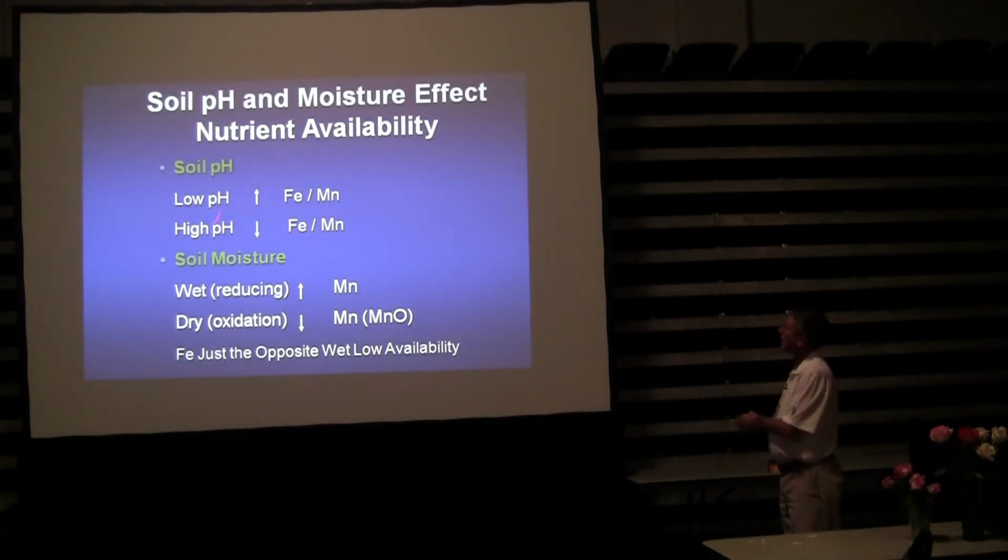All right. At low soil pH, iron and manganese are highly available. If you're at pH 5.5, even if your soil test probably won't say low, you'll never get an iron and manganese response. At high pH, iron and manganese are not available at all. Moisture, when it's wet, manganese goes through the roof. When it's dry, manganese goes down. Iron's just the opposite way.